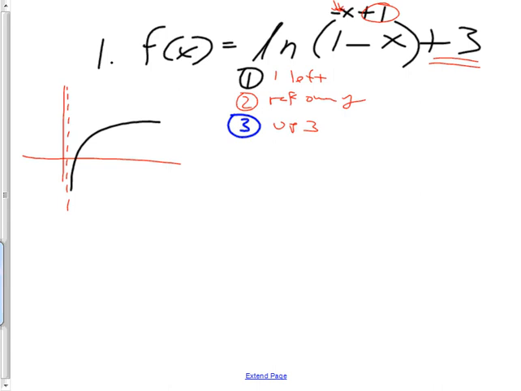Okay, I've sketched it. Now I've got to move it, though. Which way do I move it? 1 to the left, then reflect it over the y. That's tricky for a lot of people. It goes like that. See how that's a left-right flip? Some people have a really hard time seeing those, but I'm going to draw it a little better. There. Okay, that's a left-right flip, and then it says move up 3.